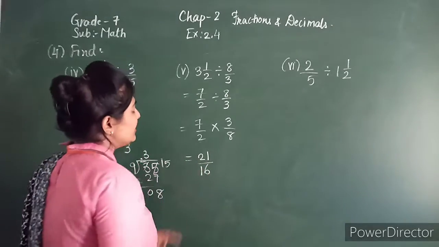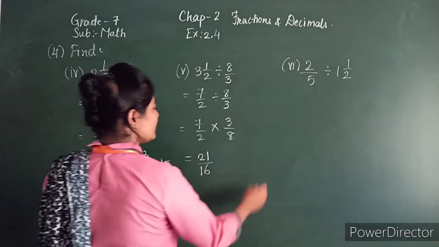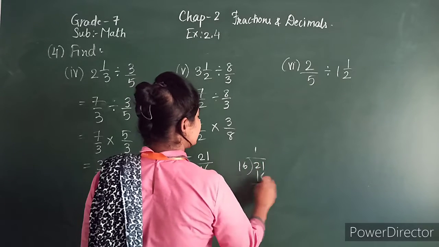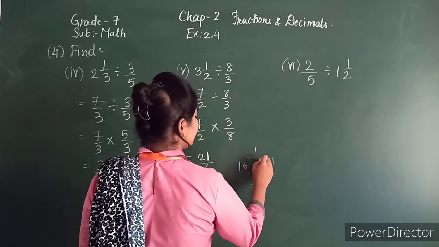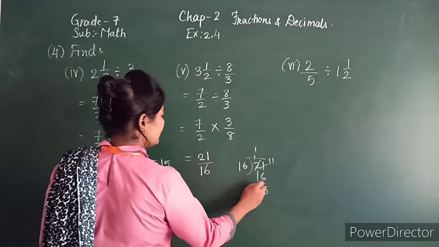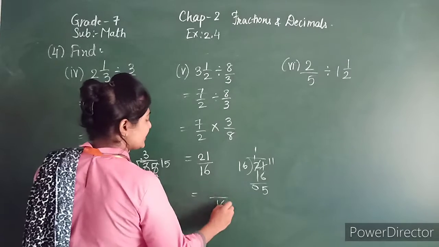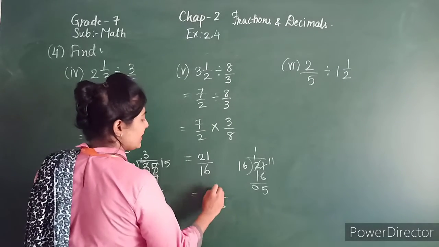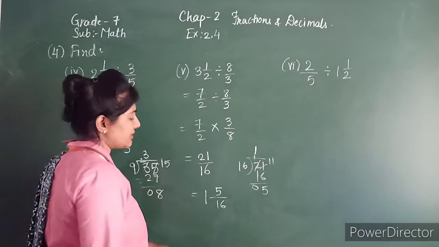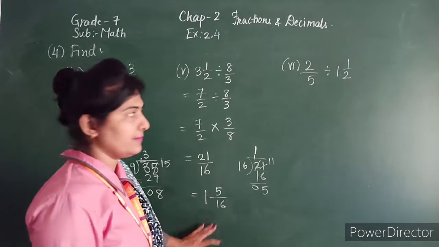So here also the numerator is greater than denominator, so we have to convert this. So 16 one side is 16. Here we have to write 11 and here 1. So 11 minus 6 that is 5. So we have to write 16 in the denominator and this 5 we have to write upward and this 1 we have to write in the side. So our answer is 1 5 by 16.